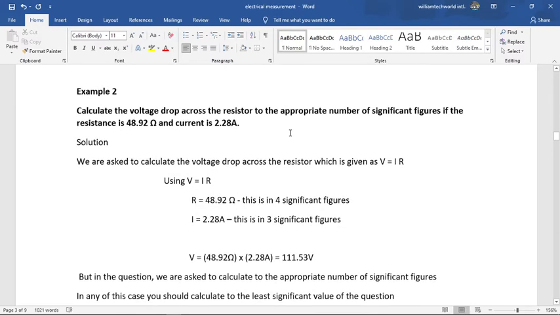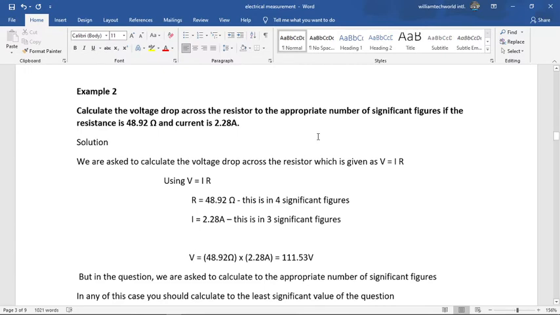So the second example says: calculate the voltage drop across the resistor to the appropriate number of significant figures if the resistance is 48.92 ohms and the current is 2.28 amps. Now we are given the resistance, we are given the current, and they say the voltage they're trying to calculate is the voltage across the resistor. So from this equation, we know that voltage V is equal to the current multiplied by the resistance.